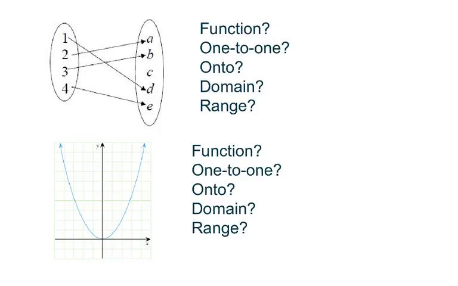So to see if something's a function, what's important is when you look at your x's, are any of them getting reused? So in this case, 1 goes to D, 2 goes to A, etc. No one's going to two different values in the second bubble. So this is a function.